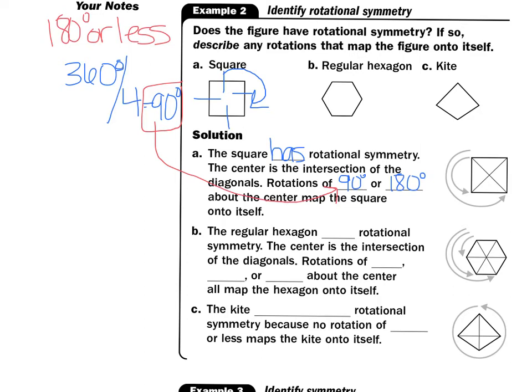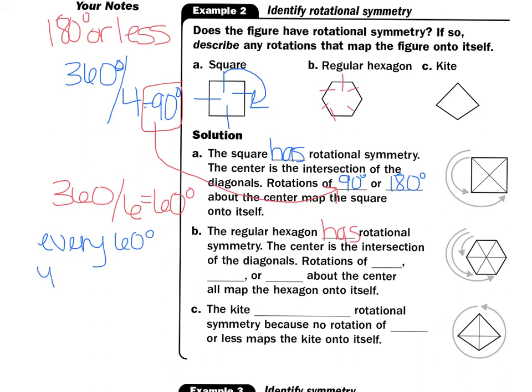So you can see here, it tells you it's a regular hexagon, which means all the sides are the same. So since all the sides are the same, we can take 360 and divide it by 6, and that's going to give us 60 degrees. So the regular hexagon does have rotational symmetry, and each 60-degree turn, so this means every 60 degrees up to 180, it's going to map onto itself. So you can say at 60 degrees, it'll map onto itself, 120, it'll map onto itself, and 180, it will map onto itself.